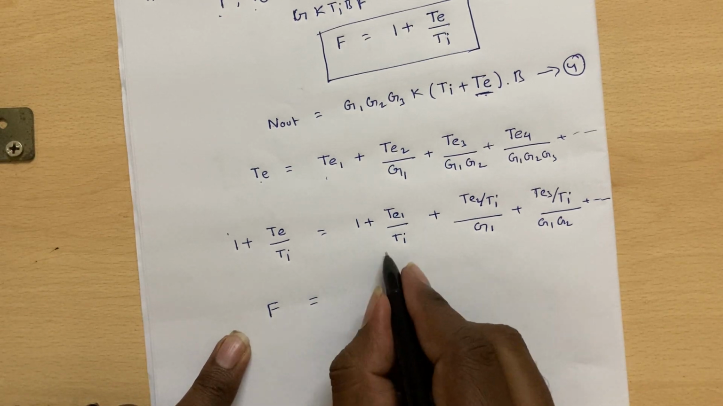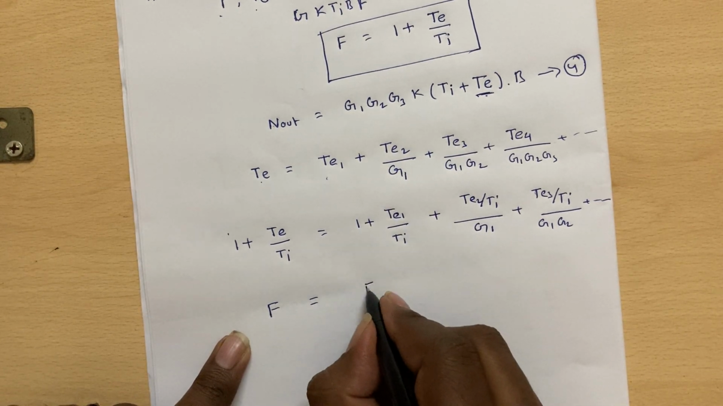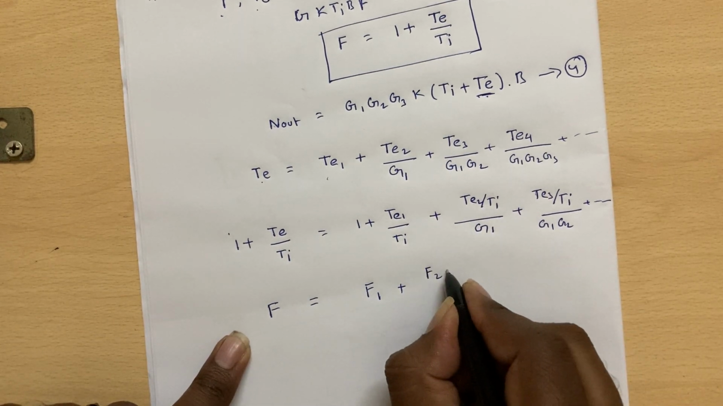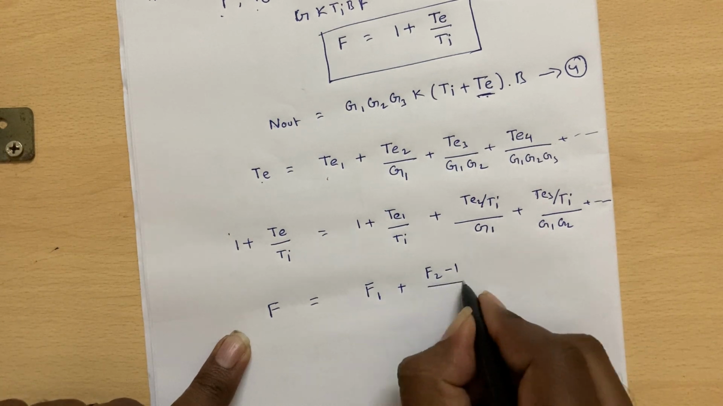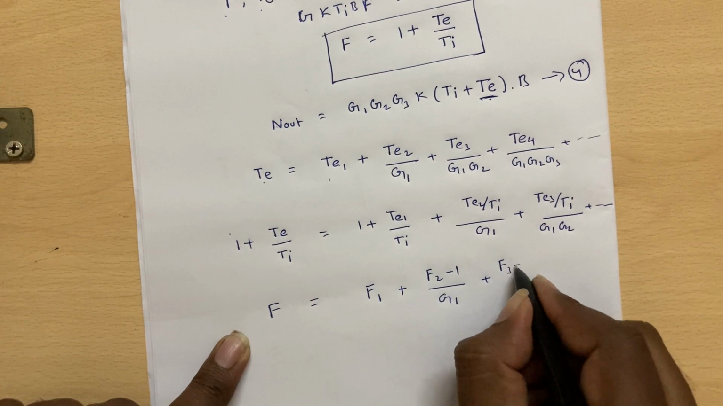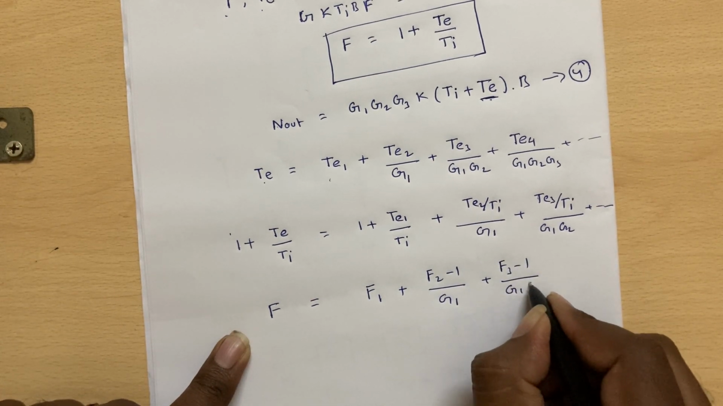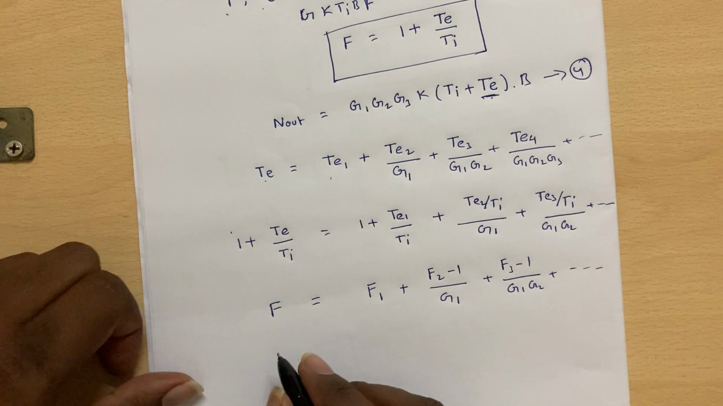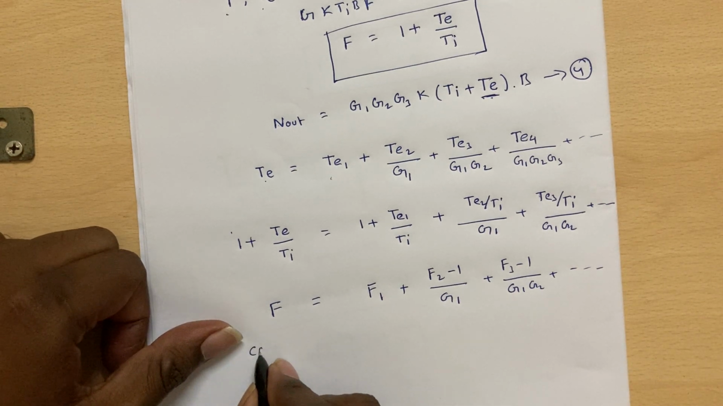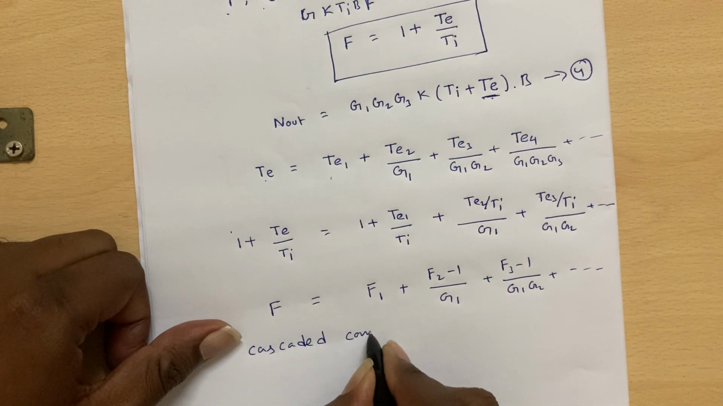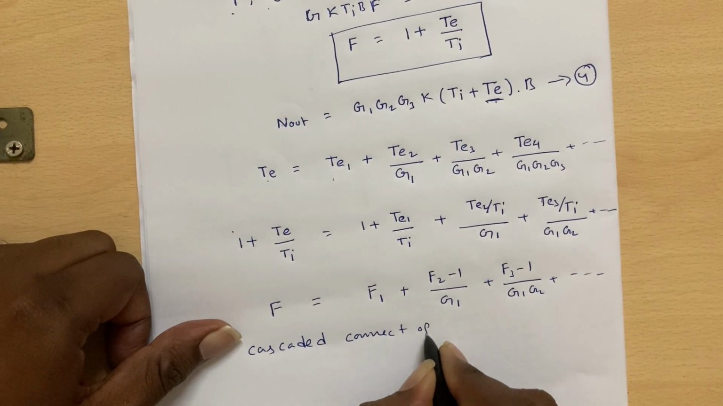F is equal to F1, the first stage noise factor because T1 is there, plus F2 minus 1 divided by G1, because F2 is equal to 1 plus T2 by Ti, plus F3 minus 1 divided by G1 G2, and so on. So this is the equivalent noise temperature and equivalent noise factor for the cascaded connection of blocks.